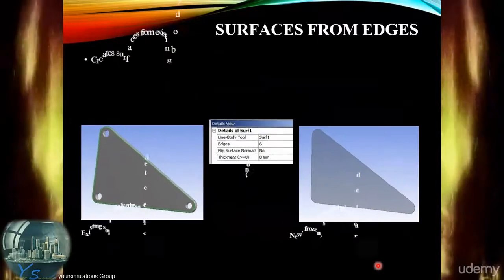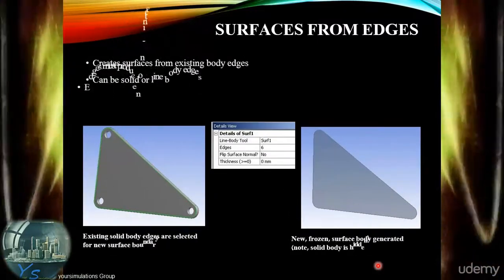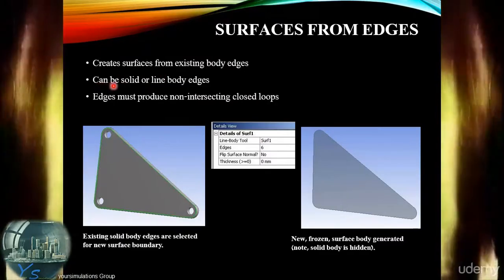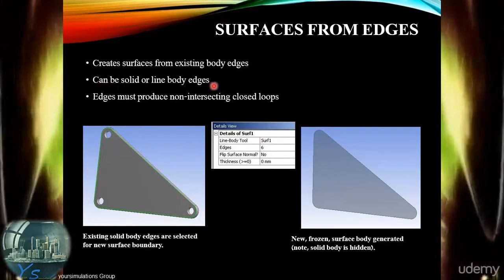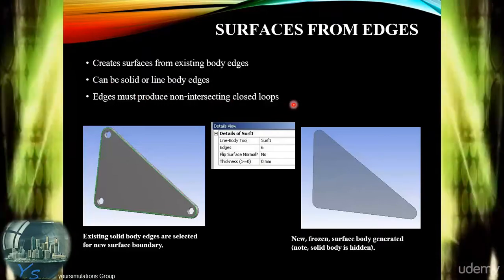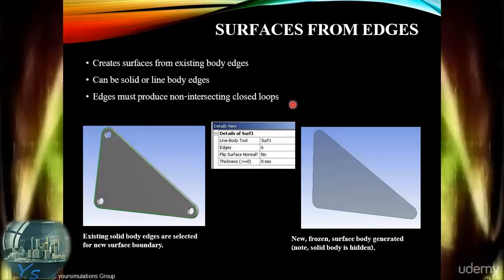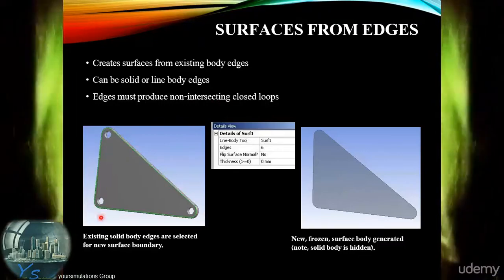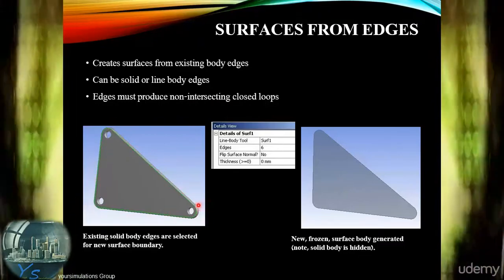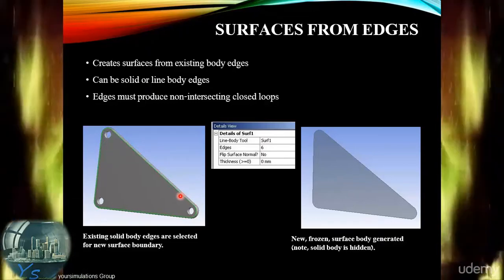It's also possible to create surface bodies from edges, which is another option available, and the edges selected can be solid or line body edges, and the edges must produce, of course, a non-intersecting loop in order to define the surface body correctly. So here we have a solid body, and we're selecting the edges that are associated with this solid body in order to create a new surface body.